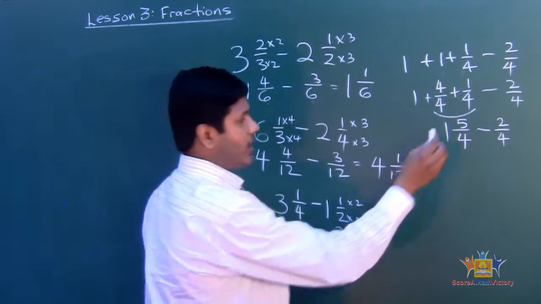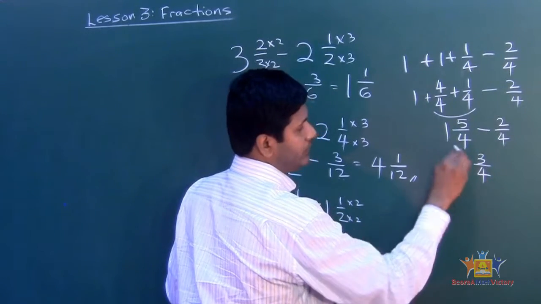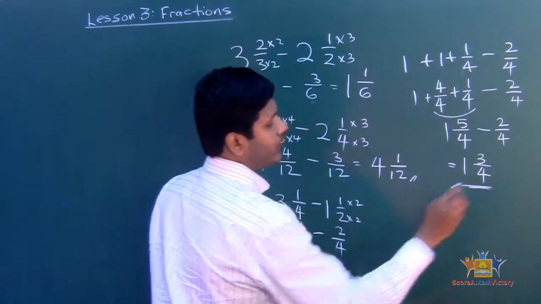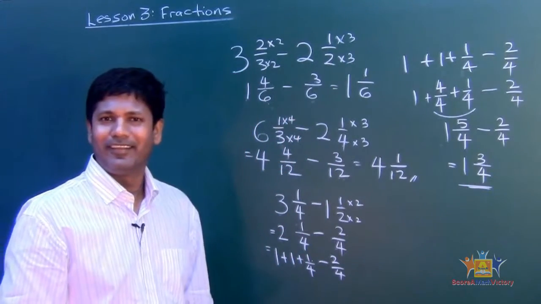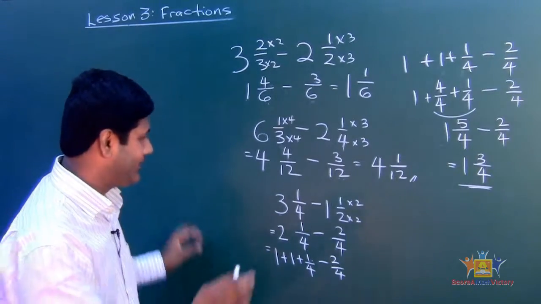Now 5 minus 2 is 3. Bring the 4 across and bring the 1 across. Right there. Pretty easy, isn't it? Okay? Pretty straightforward. Okay, let's review that again.